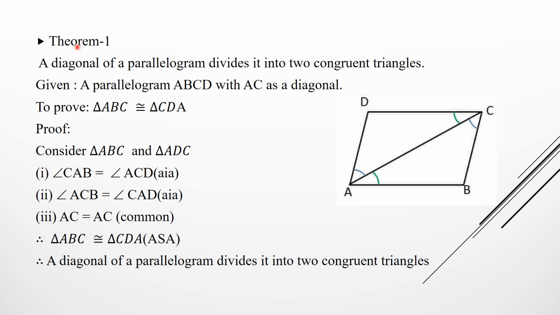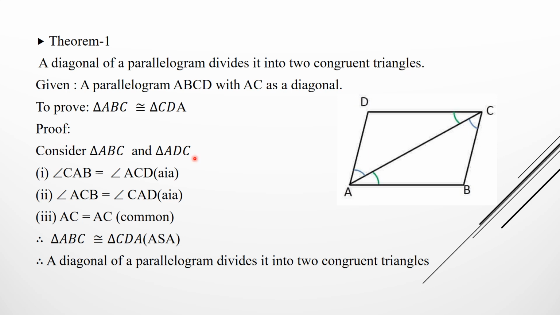So when we write a theorem, we want to write the three parts. First one is given, then we have to write to prove, and the third is proof. So what is given in the theorem? You are given a parallelogram ABCD as well as a diagonal AC. So given is a parallelogram ABCD with AC as a diagonal. What you need to prove in this is the two triangles are congruent. That is, triangle ABC congruent to triangle CDA is what we need to prove.